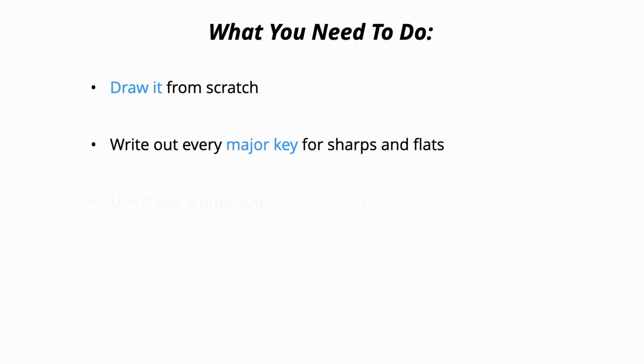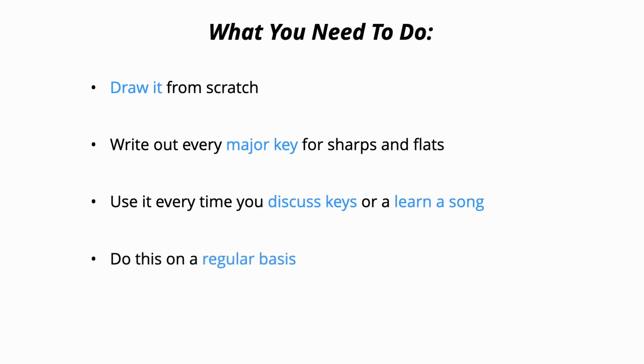You should also use the circle of fifths every time you discuss keys or learn a song. If you're learning a song in the key of G, write out your circle of fifths and figure out the G major scale so that you know what notes will be in your song. Do this on a regular basis. The more frequently you use it, the better you'll learn it.